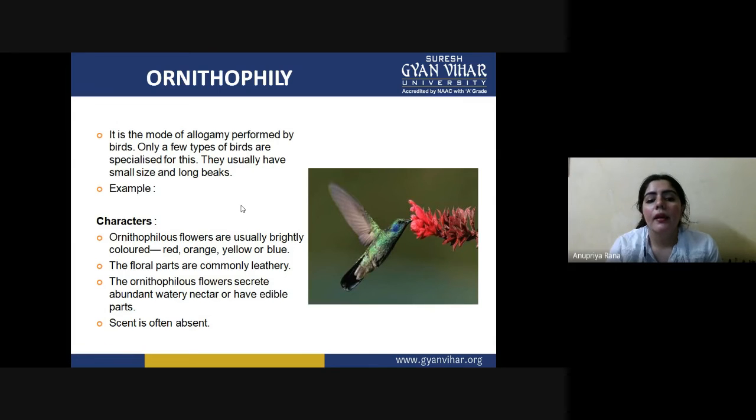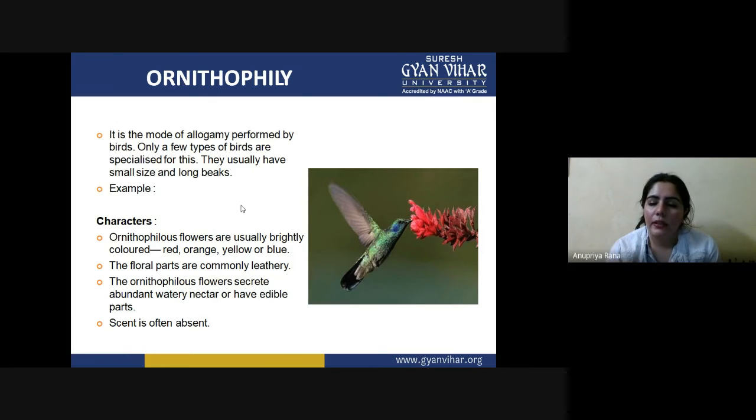So basically, these flowers should have some edible parts. Why do the birds have to come there? Because they need to eat something, and if they do not get anything to eat, they won't come to that place. So that's why the flower has to provide some edible part, so they can come and eat.